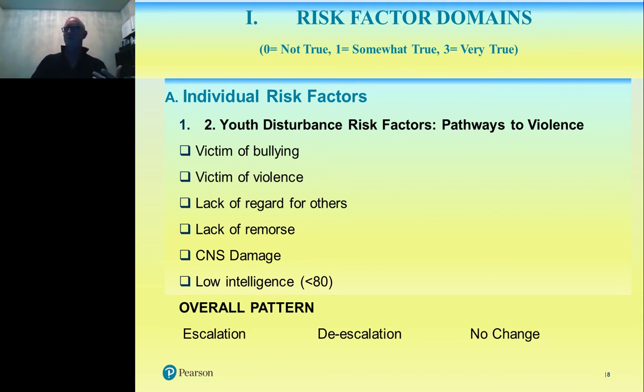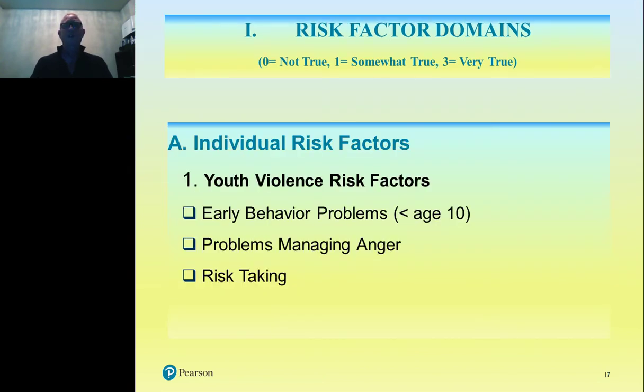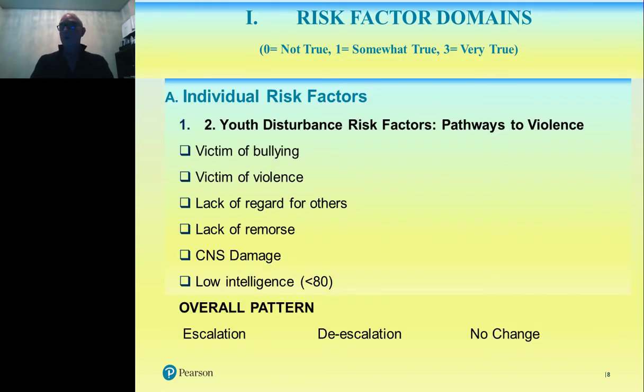Or you knew the child had behaviors in the past that were risk factors, but they seem to be de-escalating. And by the way, this is across both the pathways to violence as well as the individual empirically based risk factors. Or is there no change? Is this individual stable at this time, not going up or down? So if you have a child that has a high level of individual risk factors and youth disturbance risk factors, and you're not seeing a change where de-escalation would actually be ideal, even though you say no change, it can still be a red flag. And obviously escalation is something that we would consider a red flag as well.